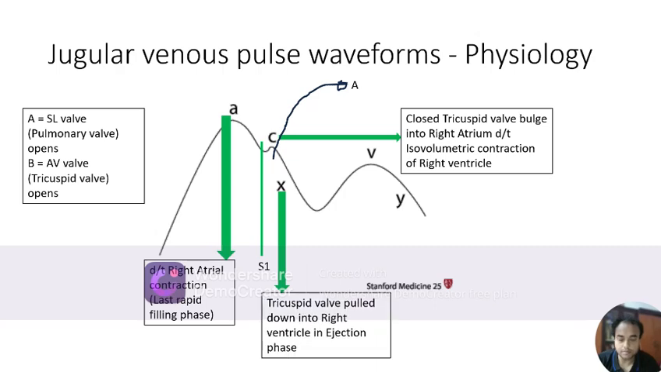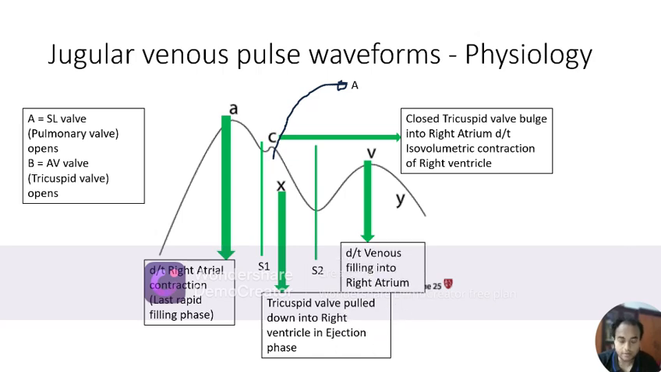blood starts ejecting from the right ventricle to the pulmonary artery, as a result of which the right ventricular pressure is lowered and the tricuspid valve gets pulled down into the right ventricle, causing a subsequent lowering of the right atrial pressure, which results in the X descent. Now, as the ejection phase ends, the pulmonary valve closes, resulting in the S2 or the second heart sound.